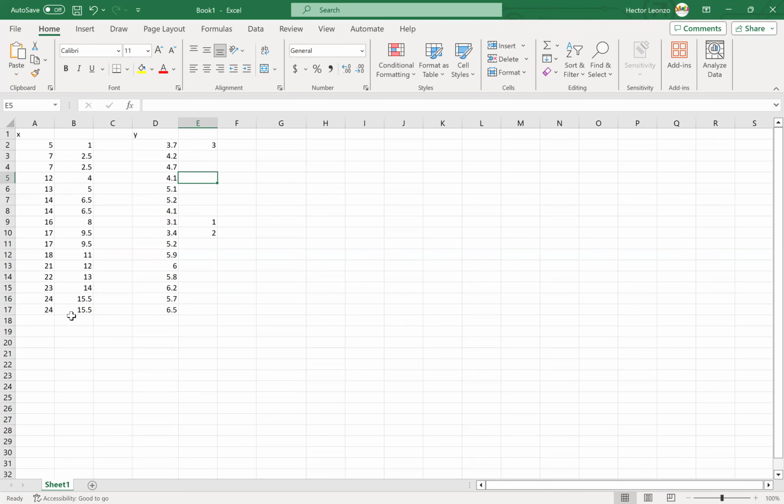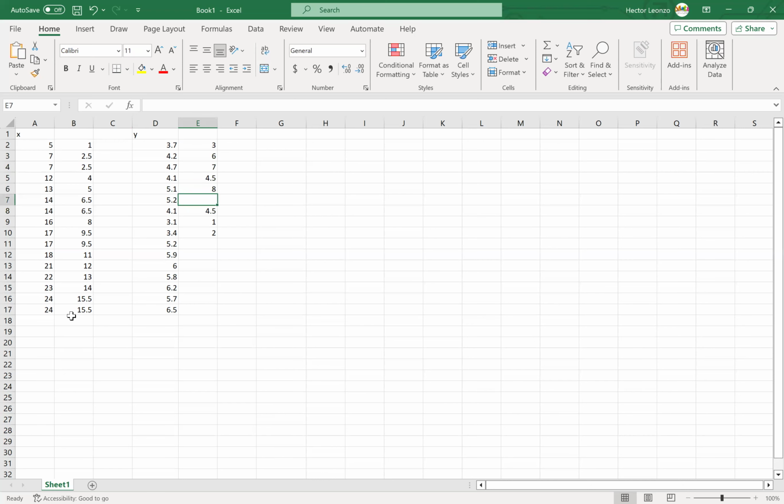Now 4.1, I see 4.1 here and 4.1 here. So they're tied for fourth and fifth. So the average of fourth and fifth is 4.5. Then my sixth number is right here. My seventh smallest number. And then 5.1 is my eighth number.